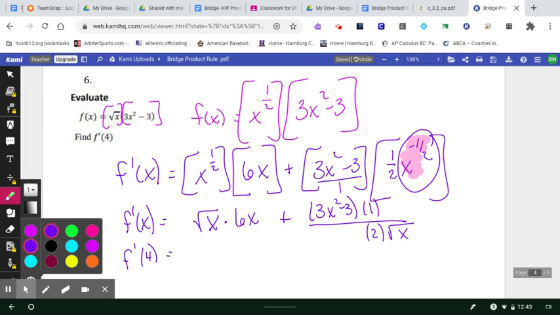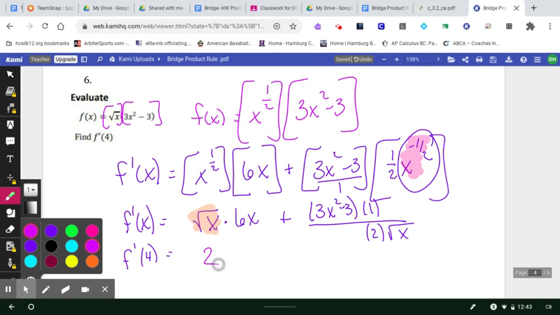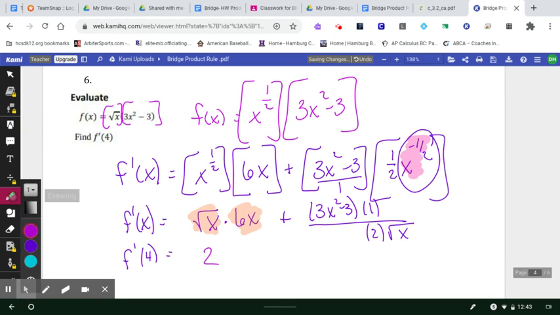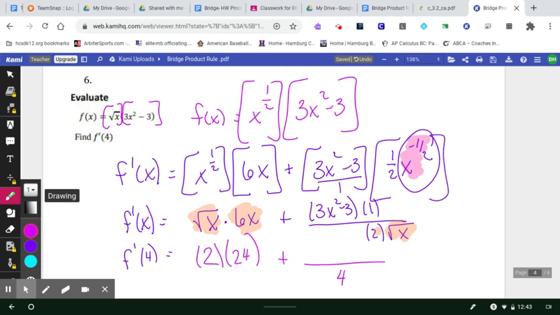So this becomes, I'm going to do a little mental math here, guys. The square root of 4 is just going to become 2. And I'm going to do 6 times 4, which is 24, plus, all right, I'm going to do the bottom because it looks a little nicer. The square root of 4, again, is 2. 2 times 2 becomes just 4. All right, and we'll do some scratch work over here. 4 squared, so I have 16 times 3, so that's 48. And then I want to subtract 3, so I'm going to get 45.